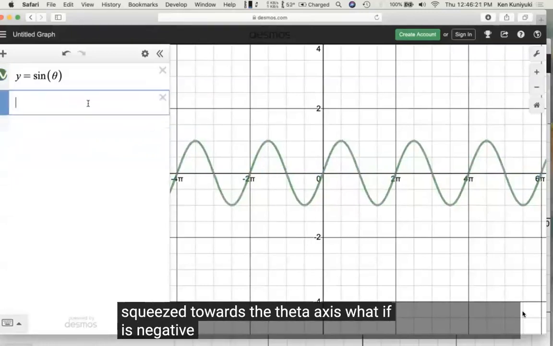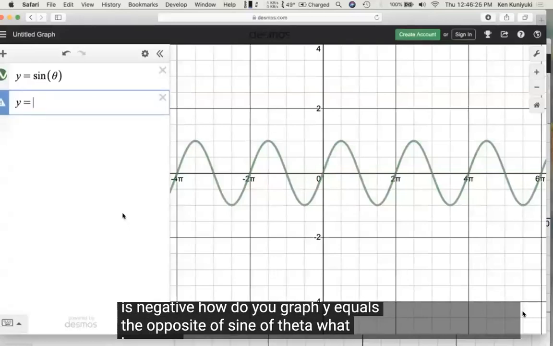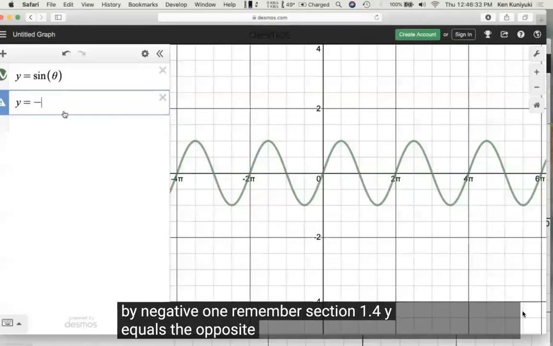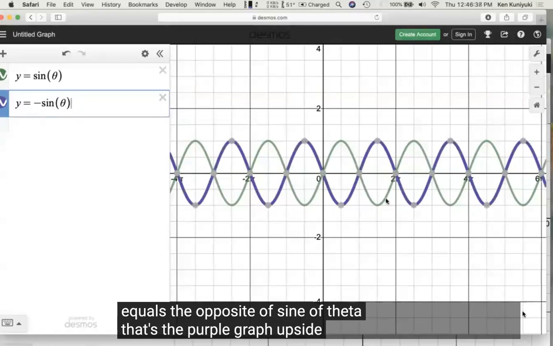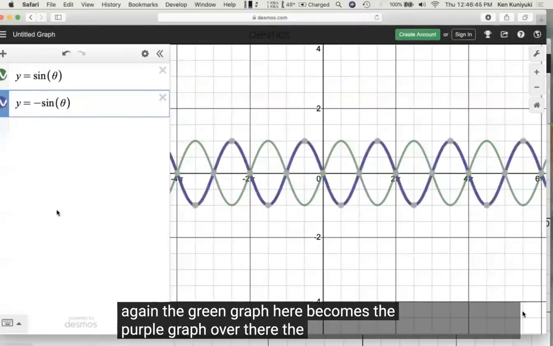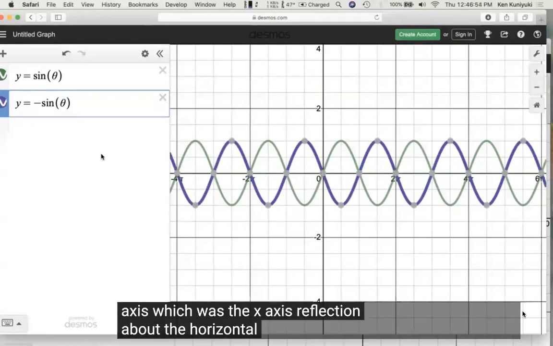What if a is negative? How do you graph y equals the opposite of sine of theta? What happens when you multiply the right side by -1? Remember section 1.4. Y equals the opposite of sine of theta. That's the purple graph, upside down. Again, the green graph here becomes the purple graph over there. The graph is flipped. It's reflected about the theta axis, which was the x-axis. Reflection about the horizontal axis.